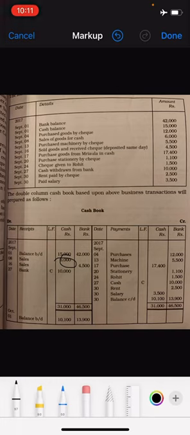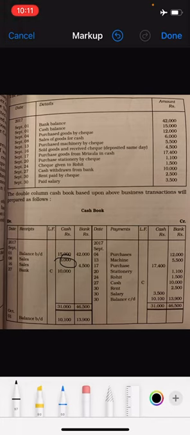Next is purchase machinery by check. So when machinery is bought, your journal entry is machinery account debited to bank account. Why bank account? Because it is purchased by check. So machinery is an asset, it has to be debited, and cash at bank is coming down.